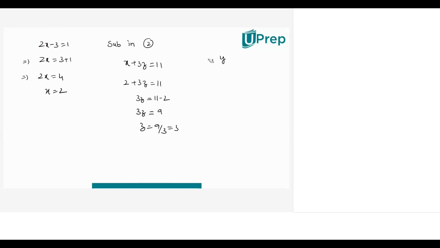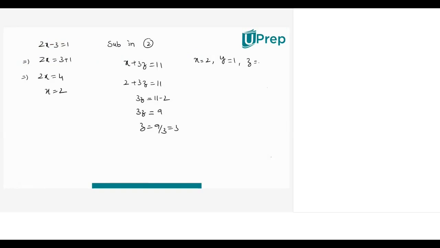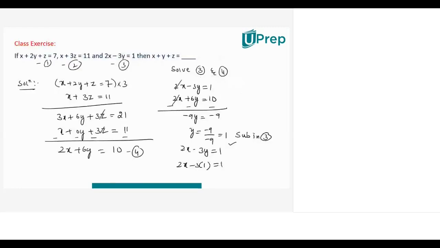Let's rewrite that. x is equal to 2, y is equal to 1, which you got previously, and z is 3. So therefore, what is asked? x plus y plus z. What is x plus y plus z? Obviously, it is 2 plus 1 plus 3. How much is it? 6 is your answer.